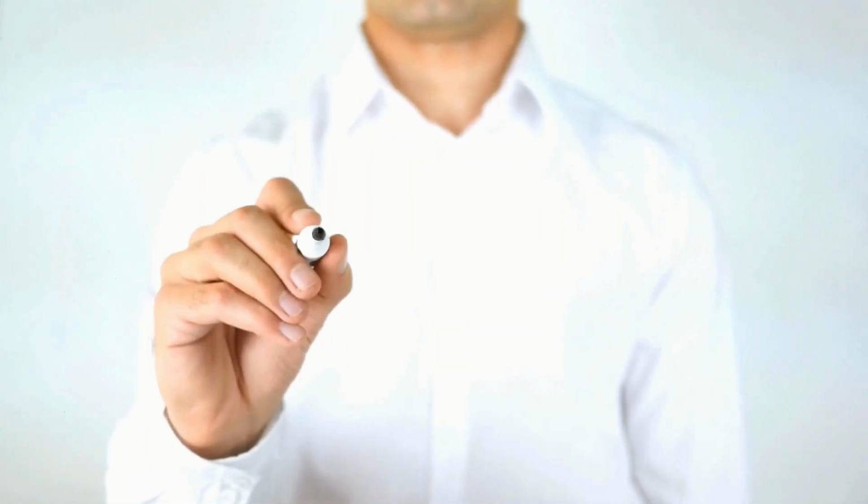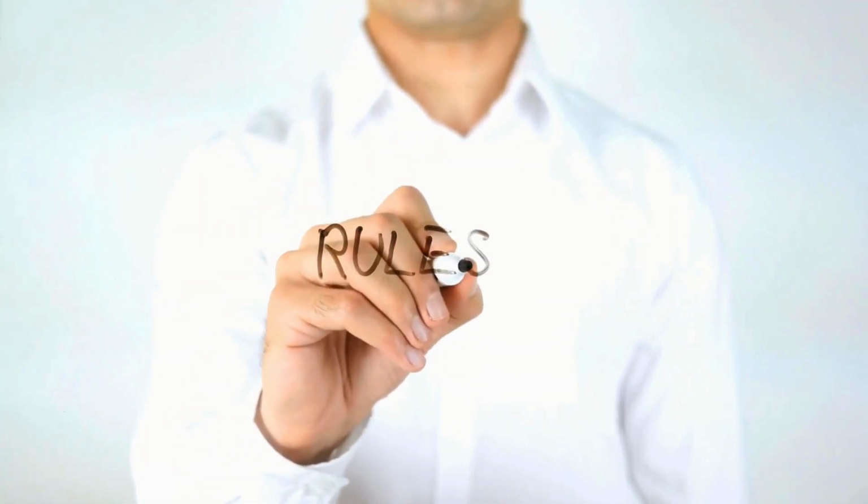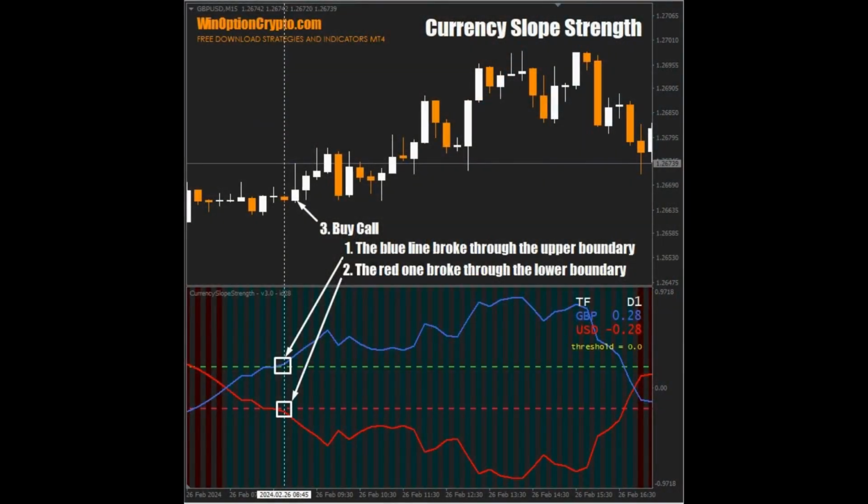Now let's look at the rules of binary options trading with this indicator. Currency slope strength is a valuable technical tool for those who prefer to bet on winners. It makes it quite easy to determine the leading currency in the pair and plan your trades based on this information.